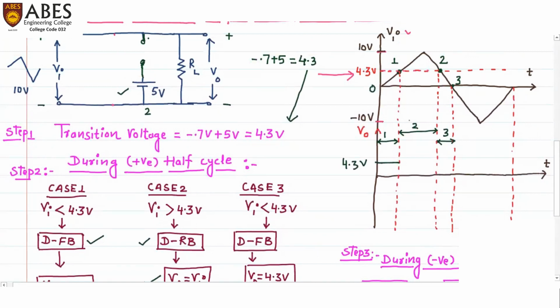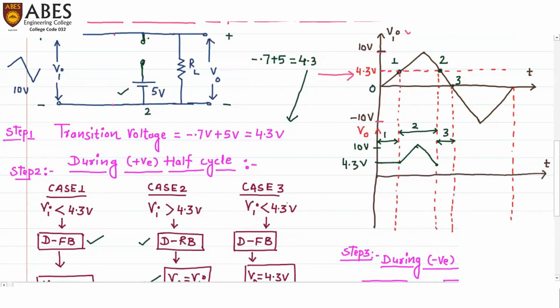So let's see how the input voltage is during case number 2. In case number 2, the input starts from 4.3 and it goes up to 10 volts and again returns back to 4.3. So the same will be the output. It will start from 4.3, go up to 10 volts, and return back to 4.3. So this is the output during case number 2.